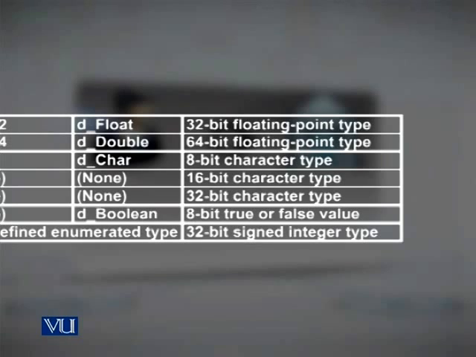Now, this was about the primitive data types that you are familiar with in C++. The next thing that is important regarding the definition of the attributes is the pointers.